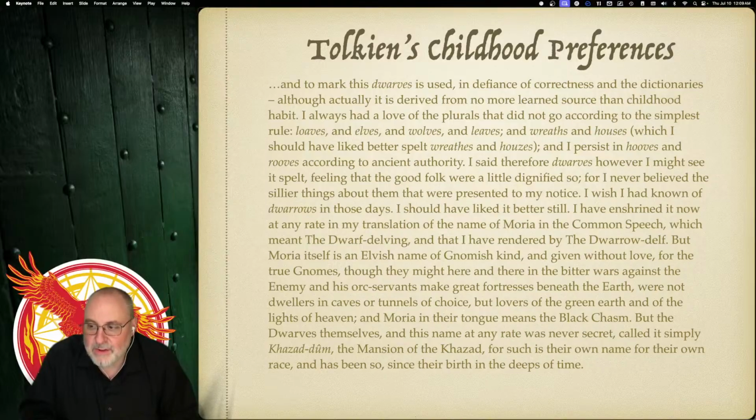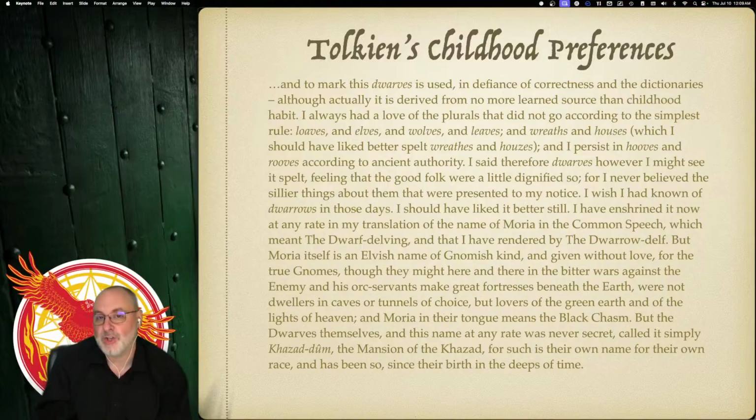Yes, JJ, I think there's a deliberate echo. JJ is saying it's the elevating of dwarves to equality with elves. Still, elves were and remain. Elves they were and remain, and that is good people, said Tolkien of the Wood Elves in The Hobbit, right? Elves are good people, capital G, capital P. And yes, JJ, I cannot believe that when he says, feeling that the good folk were a little dignified, he was not thinking of that line when he wrote that. I think he totally was.